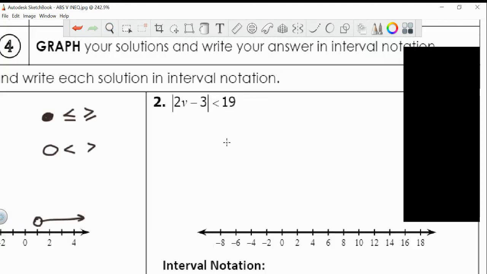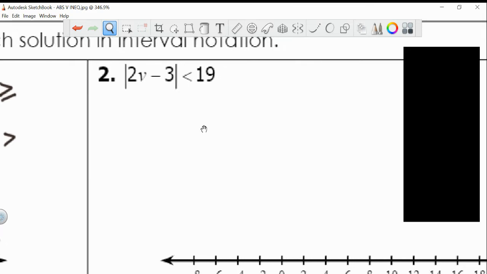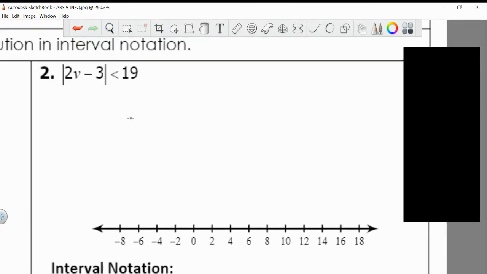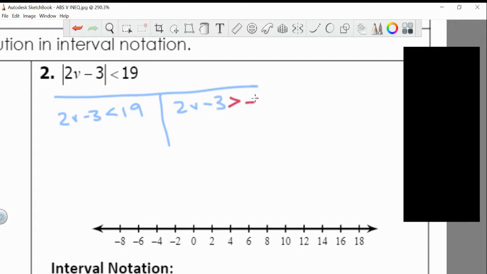Okay, number 2, moving very fast again. Okay, I need two equations. One of them is exactly the same. One of them is that double flip-flop. Okay, so I'm going exactly the same. I'm going double. Talking and writing at the same time is a struggle today, I guess. Double flip-flop. Flip the signs and flip the signs.